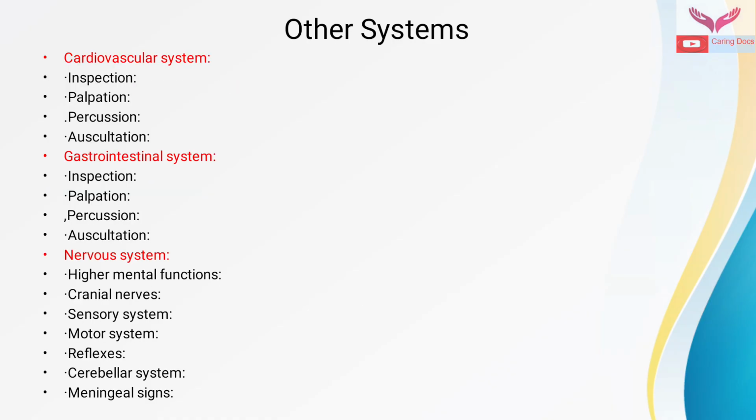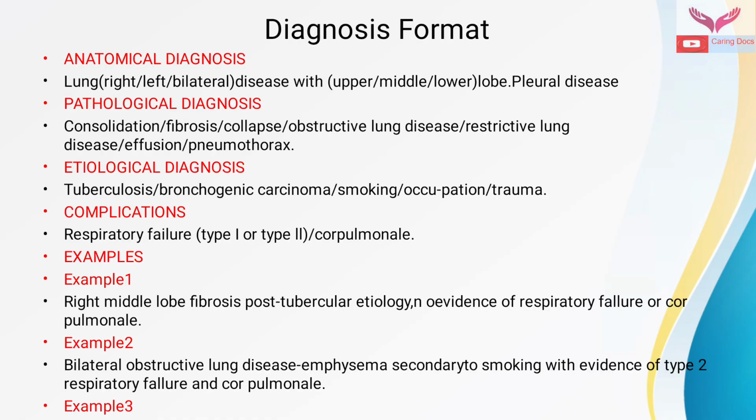After doing the respiratory system examination, we have to inspect, palpate, auscultate the cardiovascular and the GI system also, and we have to do the nervous system examination also, like higher mental function, cranial nerves, sensory system, motor examination, various reflexes, cerebellar system, and meningeal signs are to be elicited.